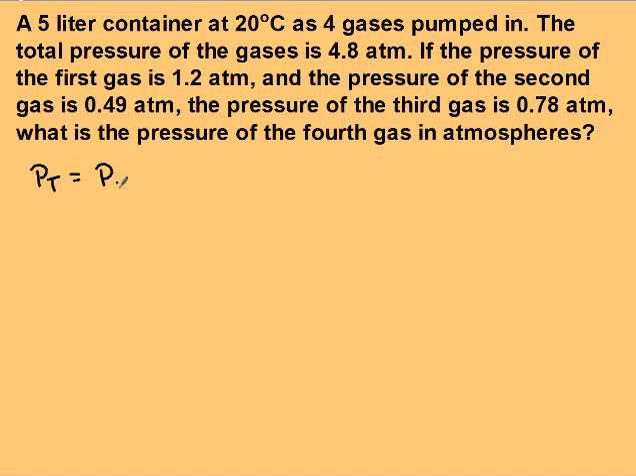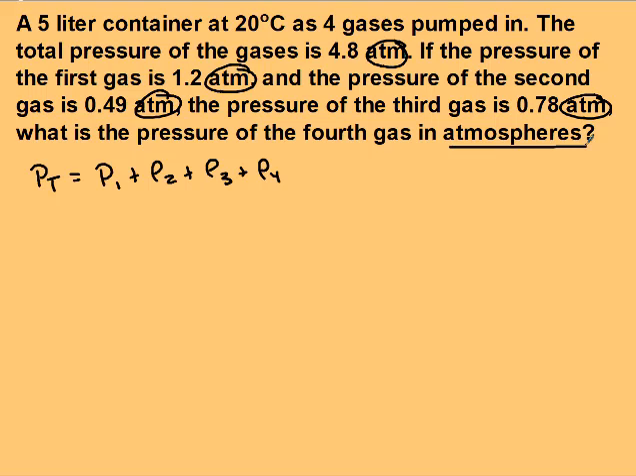So PT is equal to my pressure of my first gas, my second gas, my third gas, and my fourth gas. Looking at the problem, all of my gases are in ATM and I want my answer in atmospheres, so I don't have to do any pressure conversions. They said my total pressure is 4.8 ATM. My first pressure is 1.2 ATM. And notice I'm adding them up. My total is on the left, and then everything else is going to be on the right.